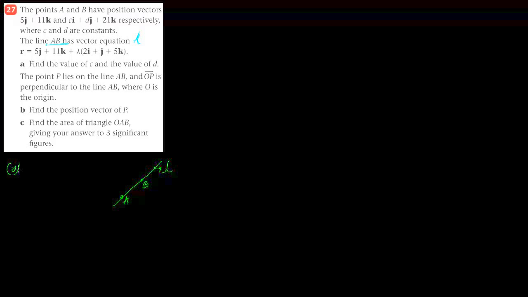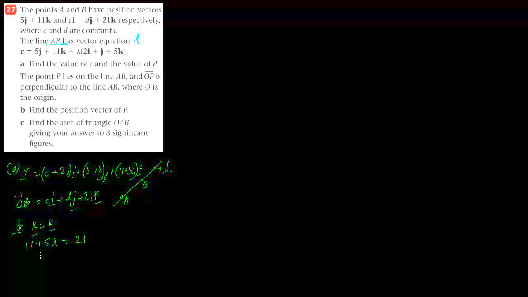So first of all, we have to find a constant. Remember, if a point lies on a line, the value of lambda for that particular point is the same for every coordinate. Okay, so let's write this in the ijk format. So 5j, and i is 0, so this is going to be 0 plus 2 lambda i, plus 5 plus lambda j, plus 11 plus 5 lambda k. So this is the universal position vector format for the line L.